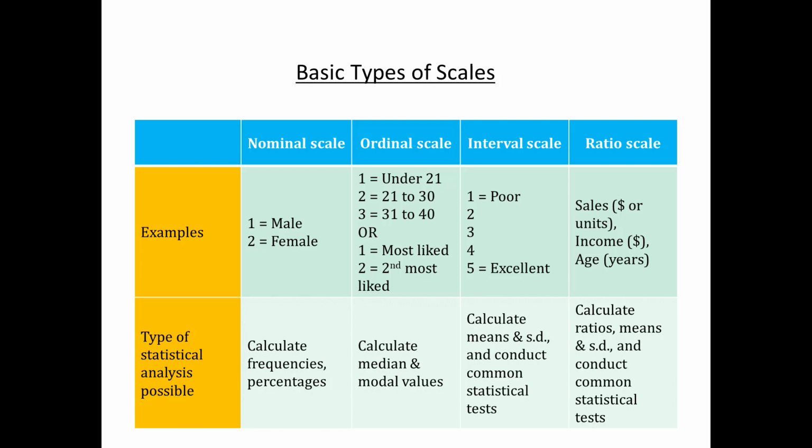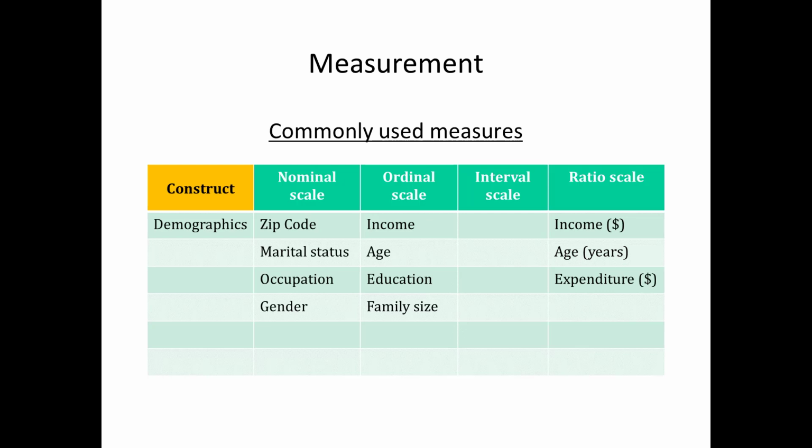Next, let's see which scales are commonly used in market research. Demographics are usually measured using nominal scales, for example, when you ask about zip code, marital status, etc. Ordinal scales, for example, when you ask someone to indicate their income category or age group. And ratio scales, when you count something, for example, when you ask someone to write their age in years or income in dollars. Interval scales are not usually used for demographics.